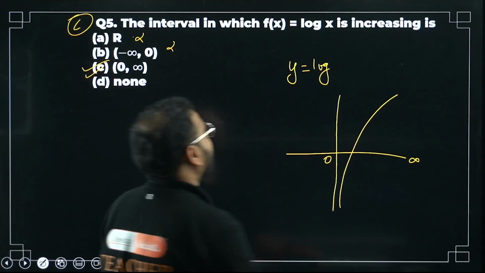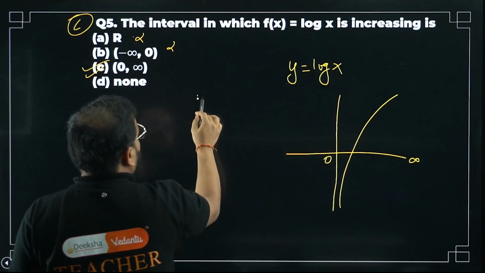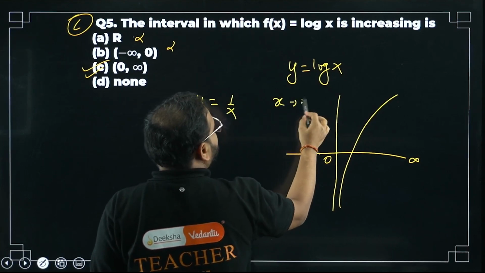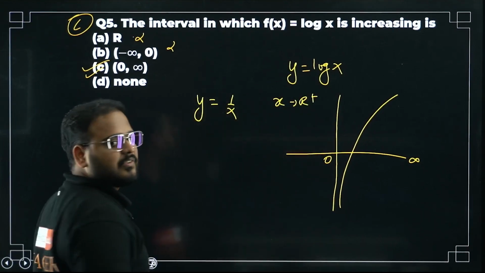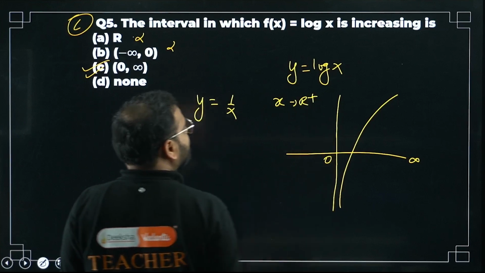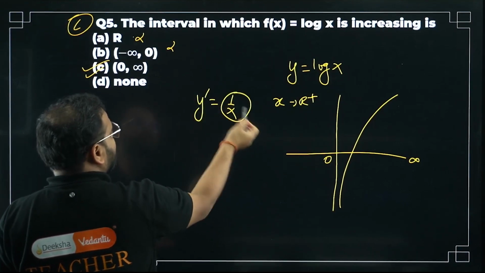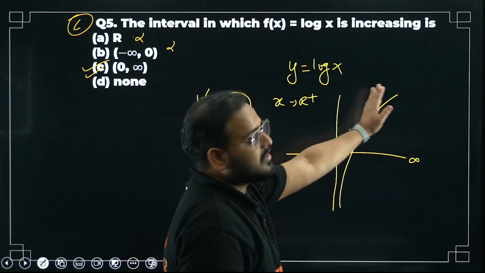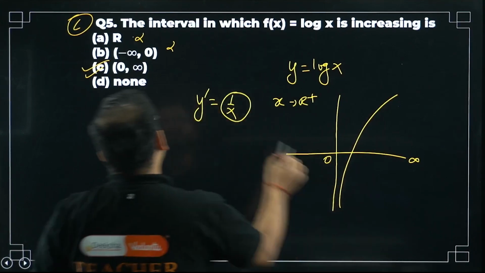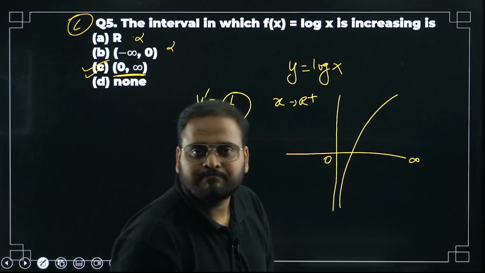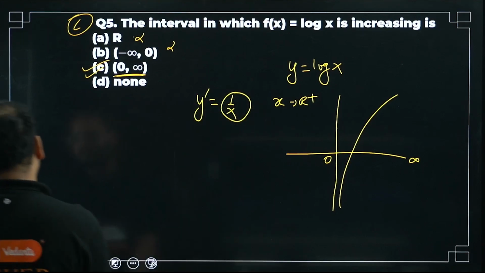But if you want, you can define it. Derivative of this you can take: y dash equals 1 by x. What's the domain? Domain is only positive real numbers, R plus. If you do that, you get y dash greater than 0. Increasing on this side only, from 0 to infinity. Option C is the most suitable answer. Please have a look. Okay, clear.